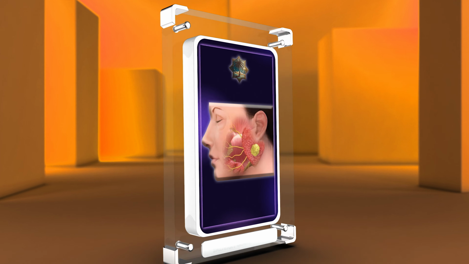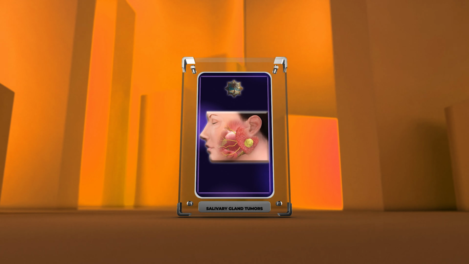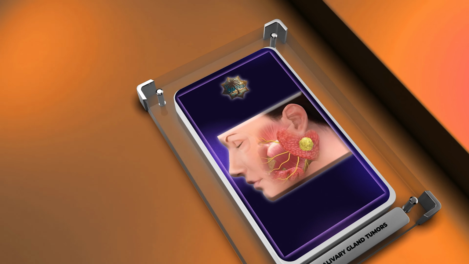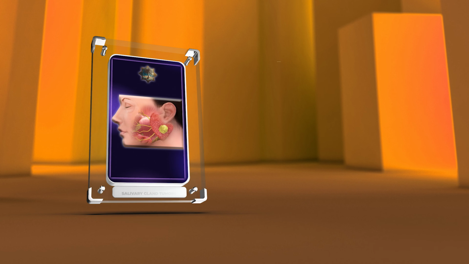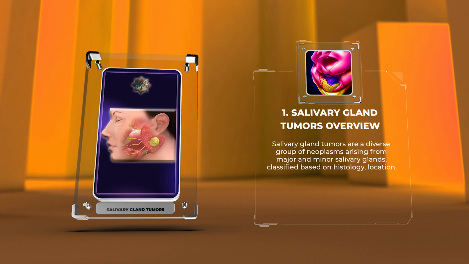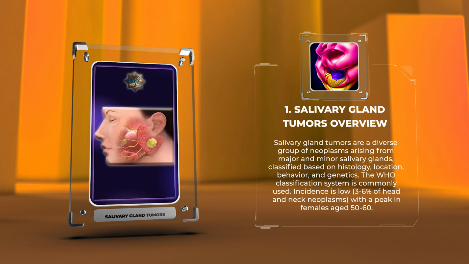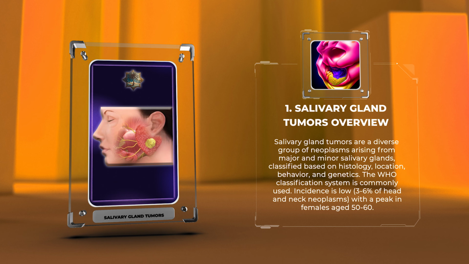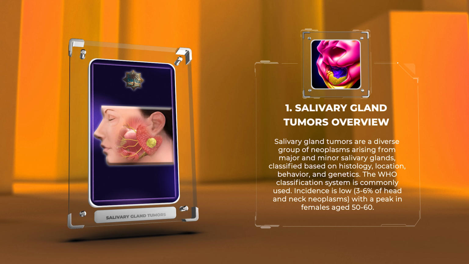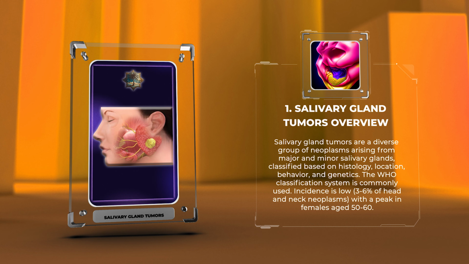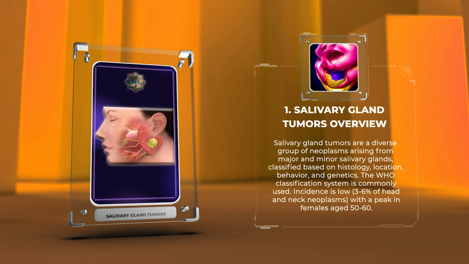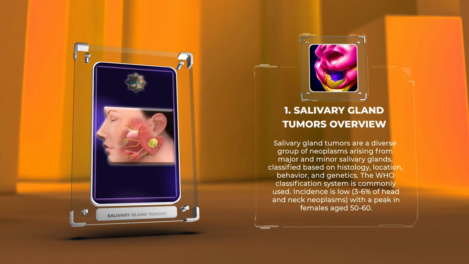The aim of this lecture is to equip you with a deep understanding of salivary gland tumors, their diagnosis, management, and challenges that may arise throughout the process. Salivary gland tumors are a diverse group of neoplasms arising from major and minor salivary glands, classified based on histology, location, behavior, and genetics. The WHO classification system is commonly used. Incidence is low, 3 to 6% of head and neck neoplasms, with a peak in females aged 50 to 60.